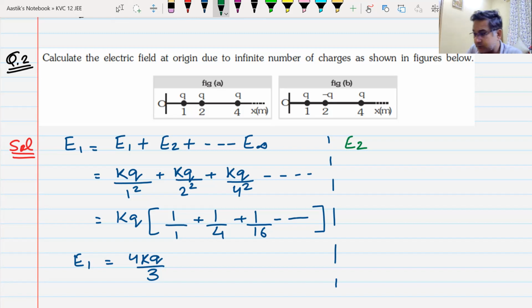4 by 5 kq, sir. Yes, beta? 4 by 5 kq. Should I tell you how to do this? Here, the common ratio in the first case was 1 by 4. Now the common ratio is minus 1 by 4. So it is A upon 1 minus of minus 1 by 4. So it will become 1 plus 1 by 4, that is 5 by 4. So 5 will remain in the denominator and 4 will come on the top. Do we understand this?